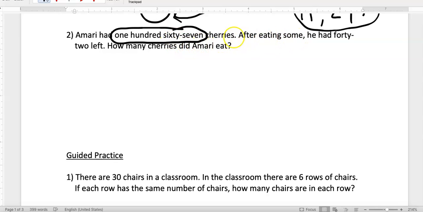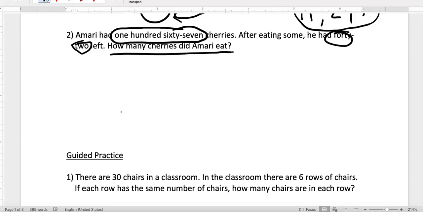After eating some, okay, so he ate some. I know after I eat something, like if I eat some of my potato chips, I will not have the same amount left. He had 42 left. That 42 is going to be a little funky. That's one circle there. How many cherries did Amari eat? So he ate some of the cherries. We don't know how many he ate, but we're going to figure it out because we know he had a total of 167 cherries. When I think about a total, I know that I have to subtract or divide because I now have a total already.